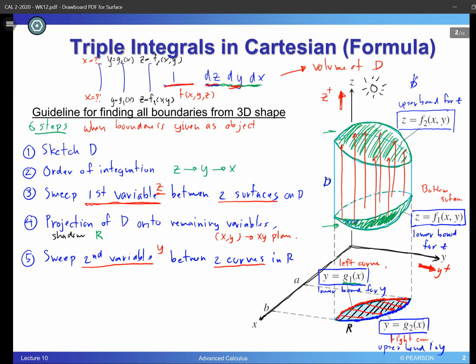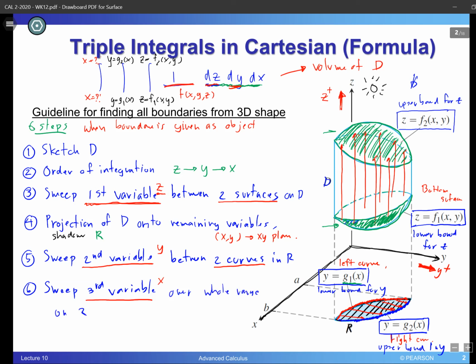We are going to sweep the last variable. So, step 6, we are going to sweep the last variable, the third variable. And as you know, in this case, it's going to be the x variable. And this time it's going to be over the whole range of x on the projection R.